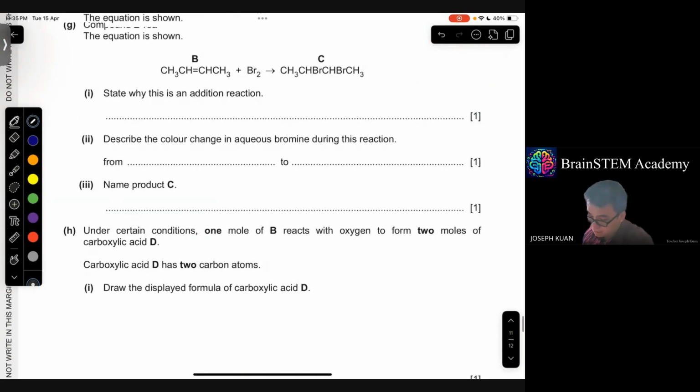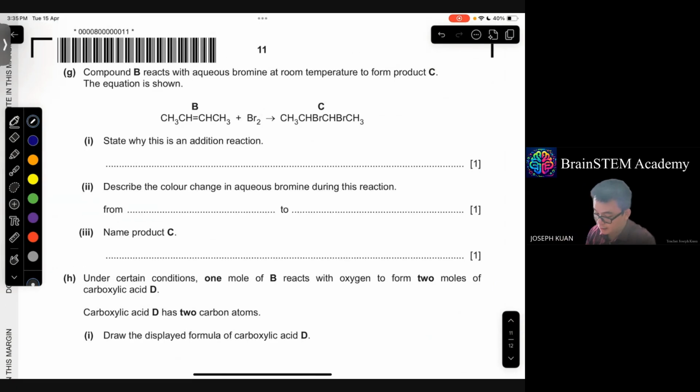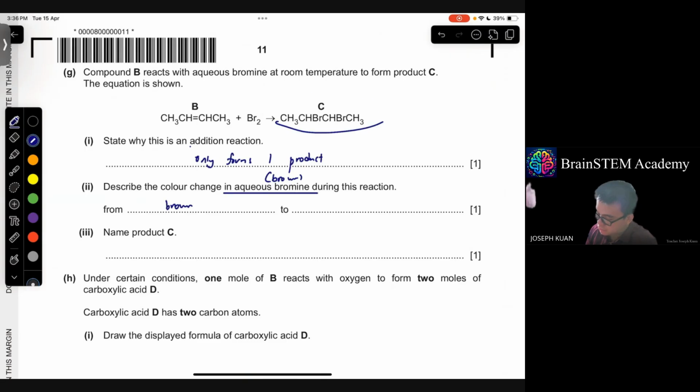Moving on, compound B reacts with aqueous bromine at room temperature to form product C. The equation is shown. Why is this an addition reaction? Addition reactions are defined as reactions that only form one product, as you can see from the equation. Next, describe the color change in aqueous bromine during this reaction. Aqueous bromine is brown, or orange. Organic molecules in general, including haloalkanes, are colorless. So this turns colorless.